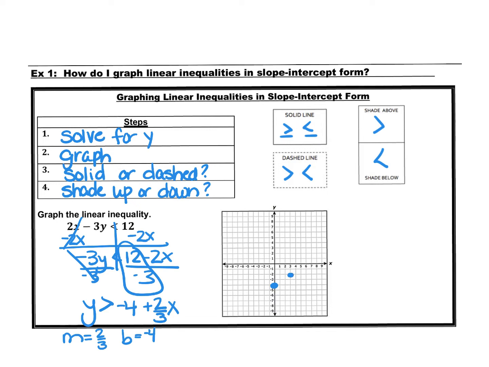Now I need to determine whether or not my line is going to be solid or if it's going to be dashed. Well, because I have the inequality sign greater than, that means that it is not including the things on the line, but it's going to be anything above it. I'm going to have a dashed line. And then, because I've got the greater, it's going to be shading up. All right. And tomorrow we'll learn another method. But today, if it's a greater than, you're shading up, and if it's a less than, you're shading below. And this only works if we've solved for y.